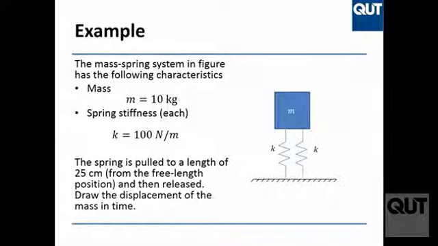Note that the problem gives the characteristic of the system, and that the springs, two in this case, are pulled to a length of 25 centimeters from the free length position. Okay? Clear? That's where I start. It's not 25 centimeters from the equilibrium position. It's 25 centimeters from the free length position in this case. Okay? Good.